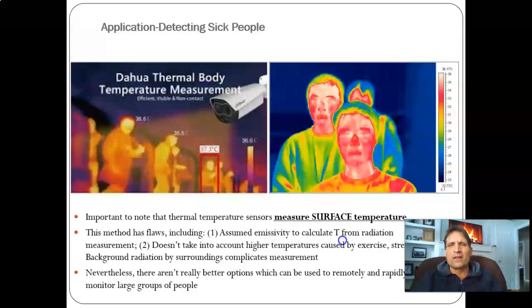And then the other complication is that it's not just you or I that's emitting radiation, but everything in the background is. And so if your camera, your infrared thermometer, is getting radiation from different parts of the scene other than your forehead, maybe the surroundings, that can complicate the temperature measurement. So nevertheless, it's a non-invasive method for measuring temperature, and it does a reasonably good job within the assumptions, and so it's used quite a bit.